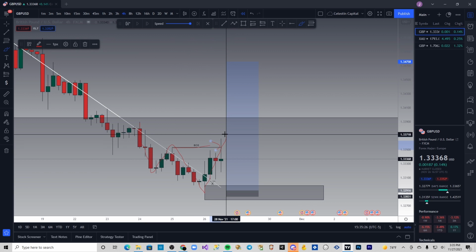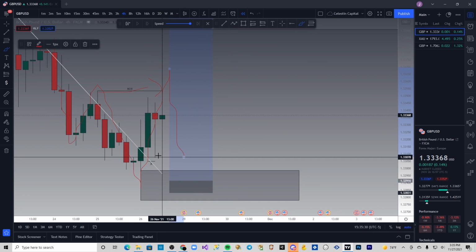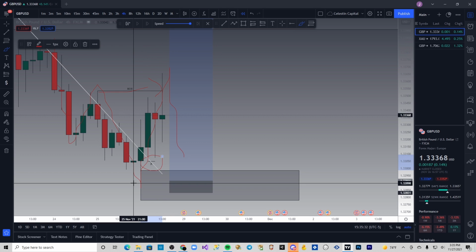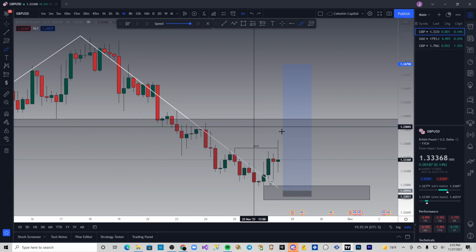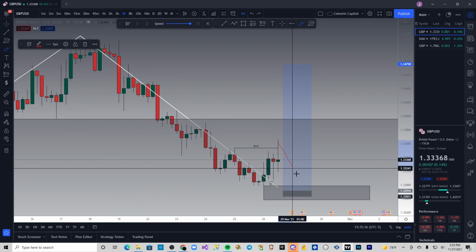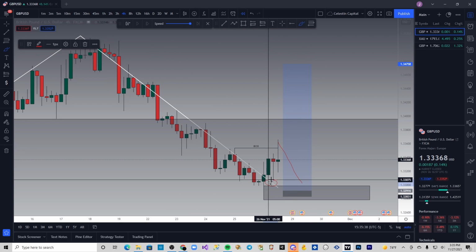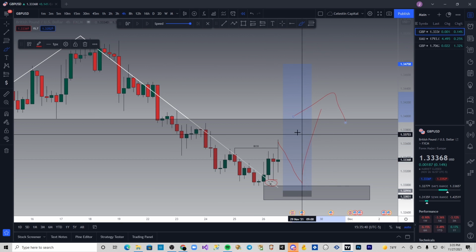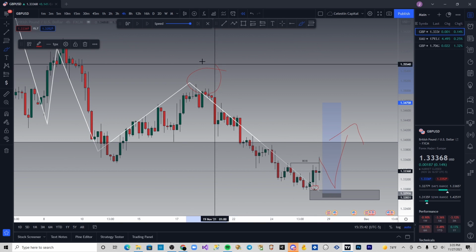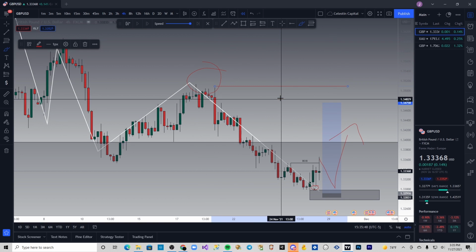So what can I expect? I'm expecting the market to retrace back. In this case, I'm expecting the market to take out this liquidity down here and continue to the upside. So I'm expecting the market to pull back, liquidating these lows, these equal lows, and continue to the upside, potentially to this liquidity or into this supply zone over here.